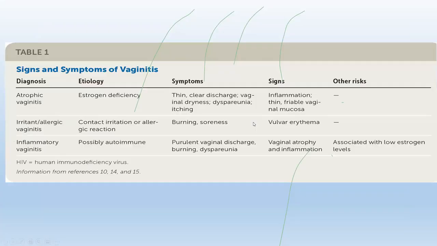All right. So atrophic vaginitis is due to estrogen deficiency in a menopausal patient. There's a clear discharge, vaginal dryness, dyspareunia. And when you examine them, you look at the vagina, it looks like the wall is thin and somewhat friable and also red. All right. So irritant and allergic vaginitis, there's a contact irritant, and also there's a burning sensation, soreness, and vulval erythema. Inflammatory, most of the time, is autoimmune, can be associated with low estrogen level. All right, sometimes they do have some discharge, dyspareunia. Also, when you examine them, there's a vaginal atrophy.